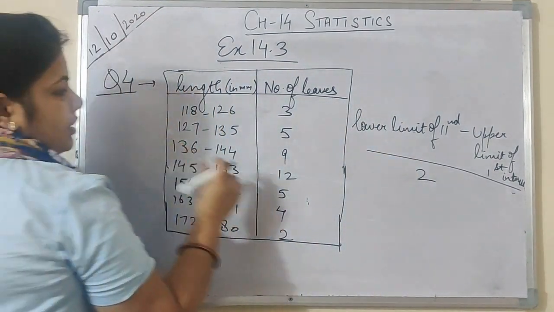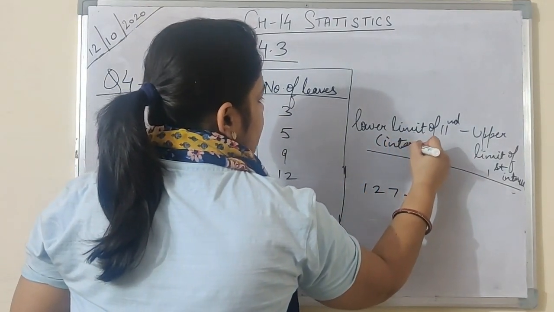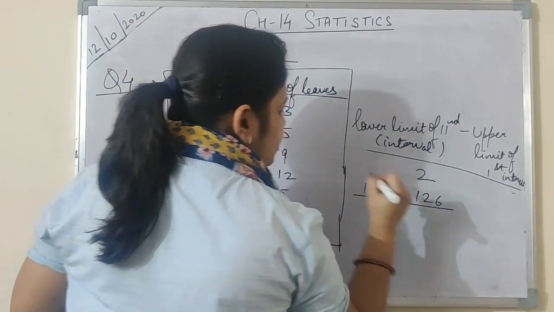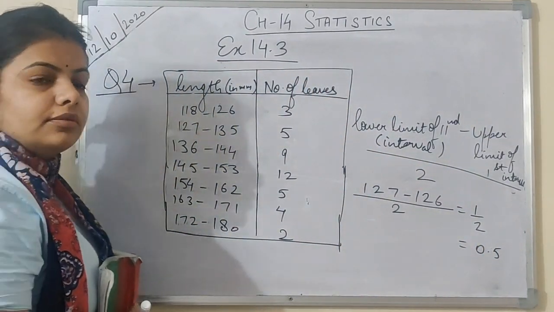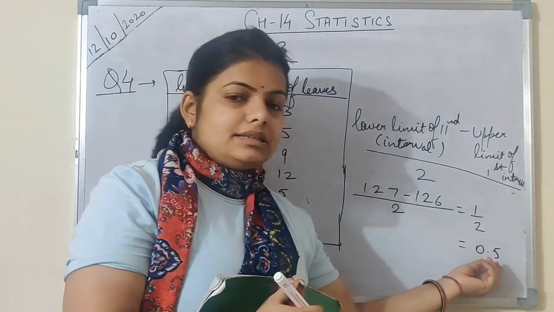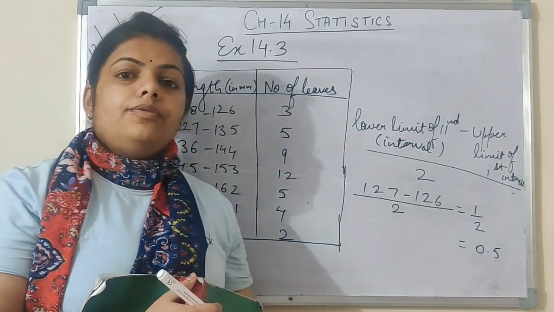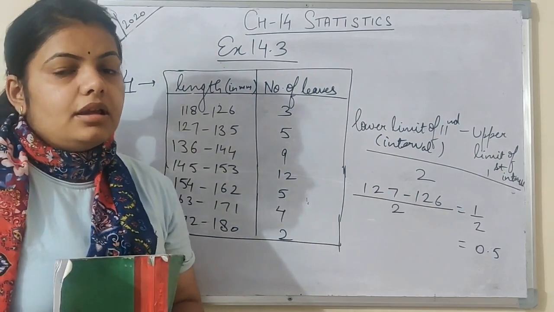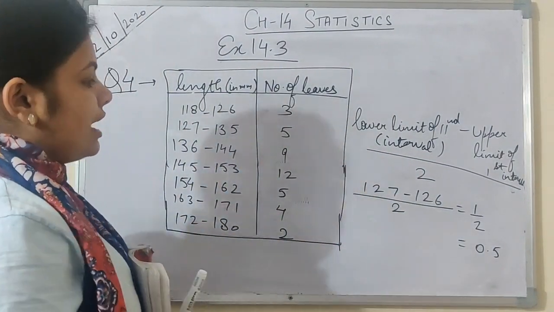You will observe that the lower limit of the second interval is 127. Then we see that the upper limit of the first interval is 126, and then we divide by 2. So we are getting 1 by 2, that means 0.5. I think till here there is no doubt. This number, we will add to the upper limits of the intervals and subtract from the lower limits of the given intervals, and then we will be able to form our new frequency distribution table, which is called a continuous class interval frequency distribution table. I think till here there is no doubt.